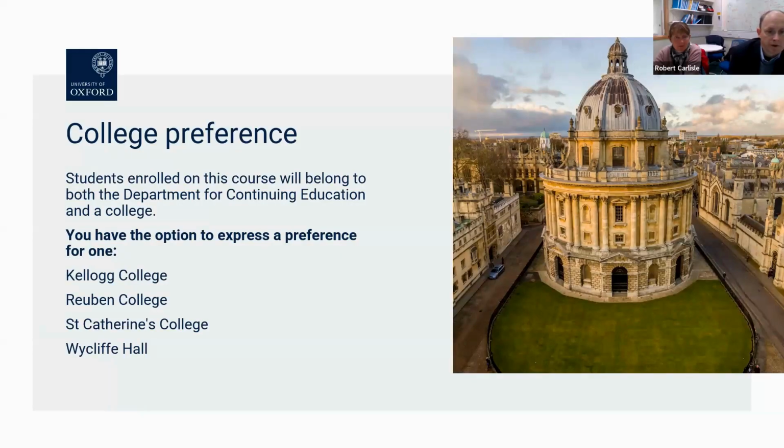Now, students, as I explained, on the MSc course will belong to both the Department of Continuing Education and a college. So you have the option to express a preference, and Kellogg, Reuben, St Catherine's, Wycliffe are colleges that typically take our students. They're not the only ones, but you have a good chance of getting a college if you tick the box for these.